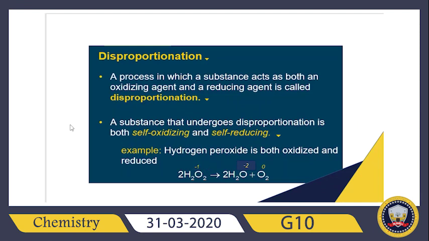So guys, this is what we mean by disproportionation. As we said, it's a process in which a substance acts as both an oxidizing agent and a reducing agent, and the most popular example of this substance is hydrogen peroxide. As we said, one of the oxygen atoms will be reduced, the other will be oxidized.